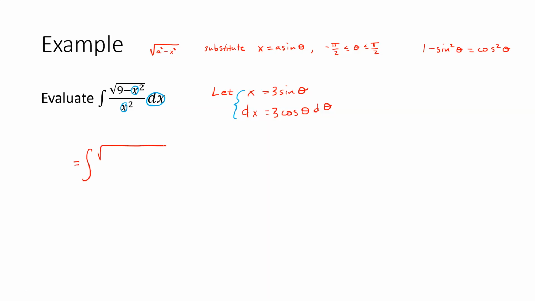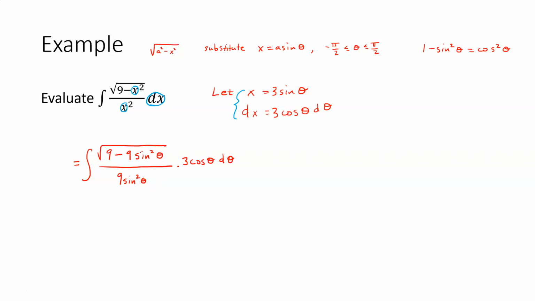So we'll have 9 minus, here when I do 3 sine theta squared, that becomes 9 sine squared theta. And then downstairs I'll also have 9 sine squared theta. And then dx becomes 3 cosine theta d theta. Okay.